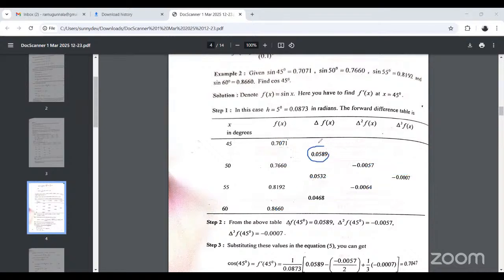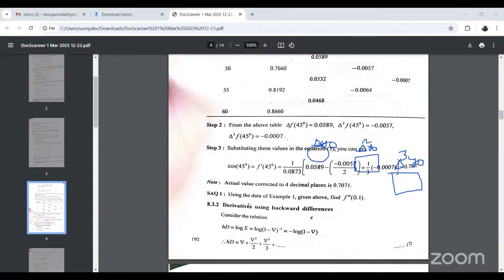So this is delta y naught. Okay, this is delta square y naught. Okay, and this is delta cube y naught. Now we need to substitute all the values there. Then we get the cos 45 value.